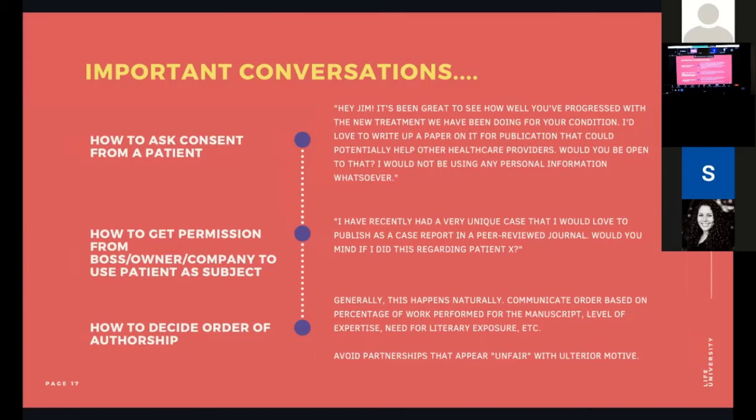So the most important one is asking consent from a patient. As previously mentioned, it's sometimes a little daunting to do so. We don't know if they're going to say no. We don't know if it's going to be an uncomfortable situation for both parties, but it's really easy to do.